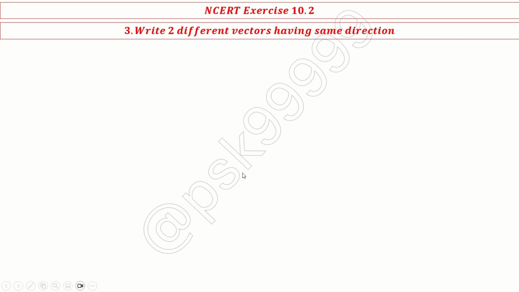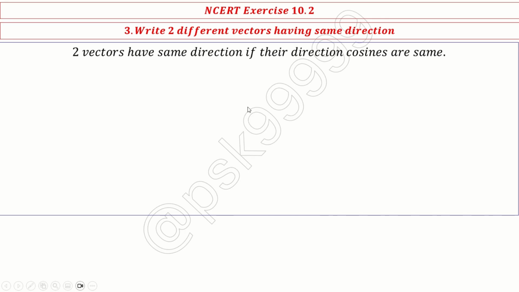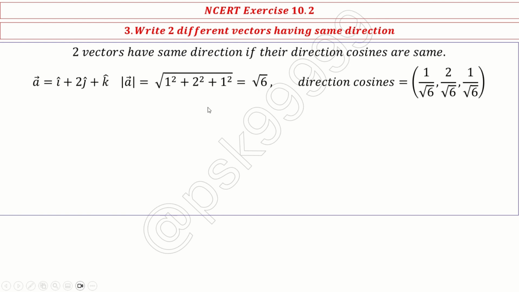Write two different vectors having the same direction. One way is to find the direction cosines and then try to make them the same. If the direction cosines are the same, then the vectors have the same direction. So one vector I took here is i plus 2j plus k, and its direction cosines are 1 by root 6, 2 by root 6 and 1 by root 6.